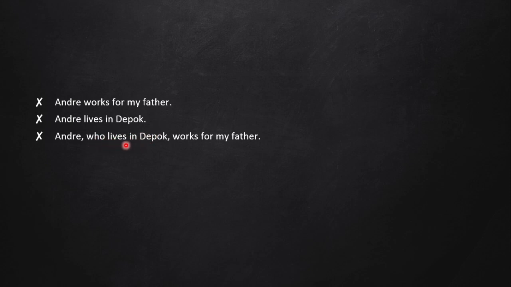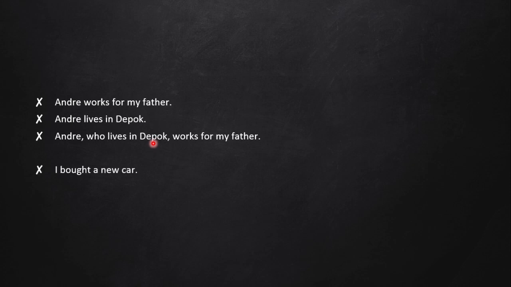Why do we name it adjective clause? Because remember, the basic function of an adjective is to describe something. This adjective clause describes Andre. Andre is a noun, right? Something that describes a noun, we call it an adjective. So this subclause is an adjective. We call it adjective clause or relative clause.